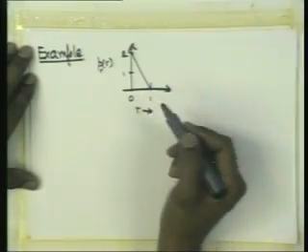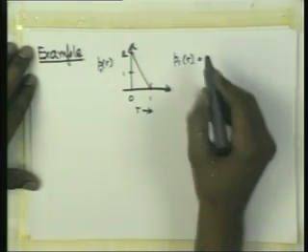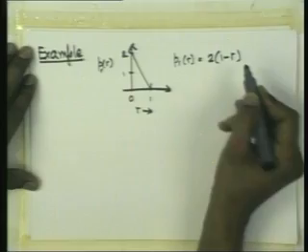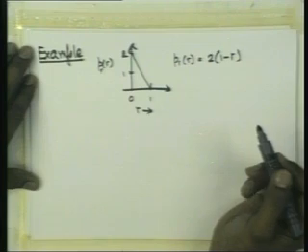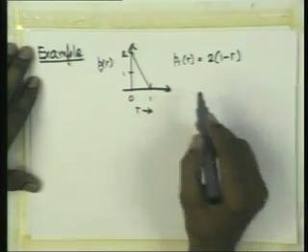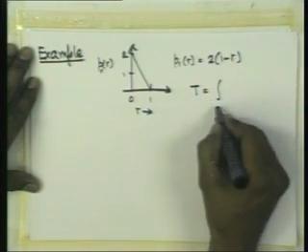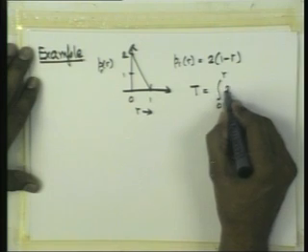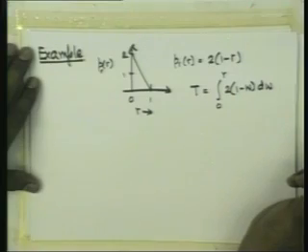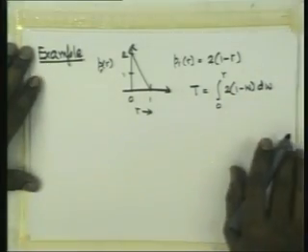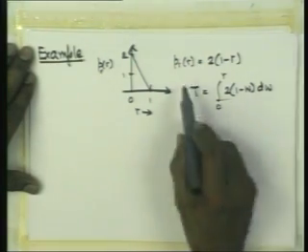Now I can describe this in analytical terms. I can say that p_r(r) is nothing but 2 times (1 minus r), so that at r equal to 0 I have the value 2, and at r equal to 1 I have the value 0. So my transformation that I am looking for is the integral over r of 2 times (1 minus w) dw. This is the cumulative probability density function, which I can evaluate because I have the expression for the probability density function here.